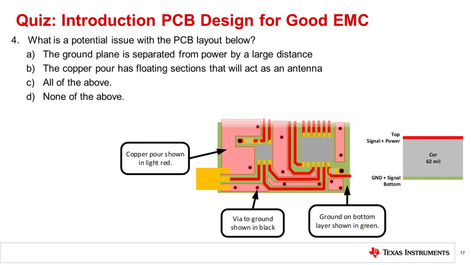Question 4. What is a potential issue with the PCB layout below? The correct answer is C, all of the above. One general issue with all two-layer boards is that the top and bottom layers are separated by a large distance. This will increase crosstalk. Of course, in some cases, cost requirements necessitate the use of two-layer boards and you will have to tolerate the degraded performance. Another issue is that the copper pour is not optimally grounded. One trace in particular has a finger that is not grounded on one end and will act as an antenna.